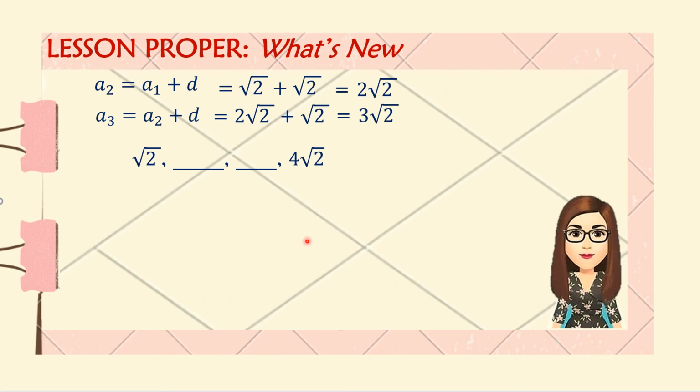So, we have square root of 2 yung first term. So, nakuha na natin yung second at saka third term. So, ano nga ulit yun? 2 square root of 2 at saka 3 square root of 2. Okay? So, ito yung sequence natin. So, kapag pinakuha ko sa inyo yung fifth term, kaya nyo nang ibigay kung ano. So, that is 5 square root of 2. Okay? So, ganun lang kadali.